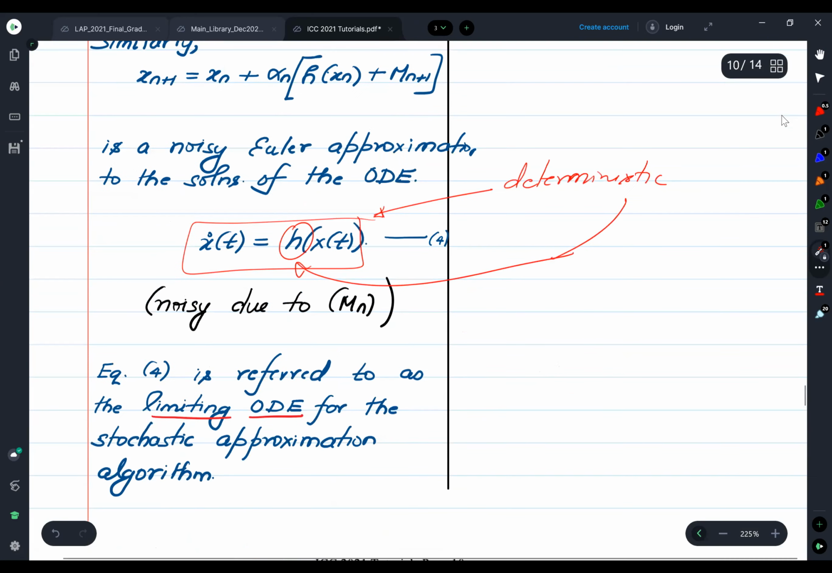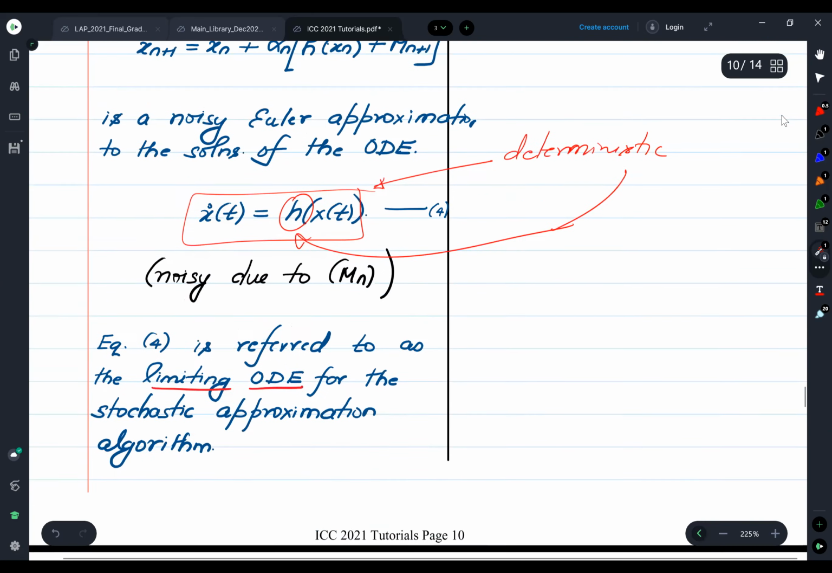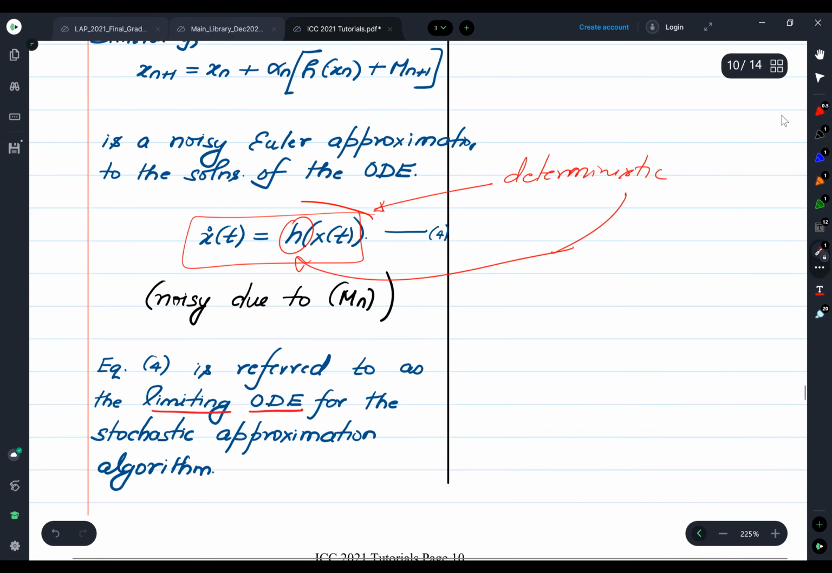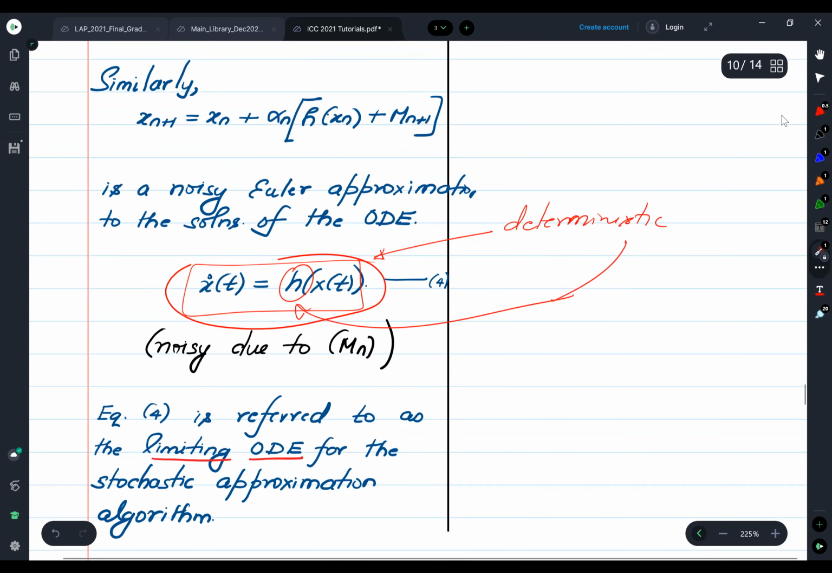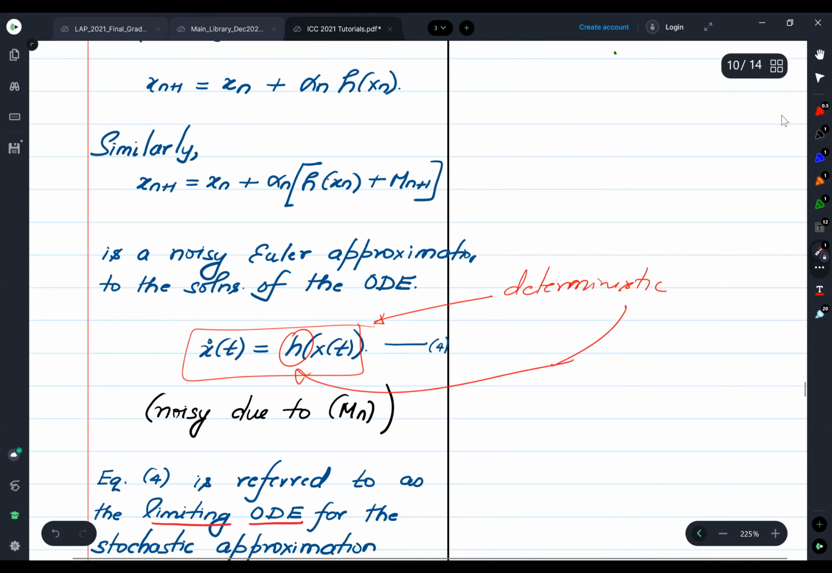So that's what the ODE method is all about. It basically makes use of the properties of the limiting ODE and the properties of the noise sequence, and sort of uses the behavior of the ODE to say something about the asymptotic behavior of the stochastic approximation algorithm itself.